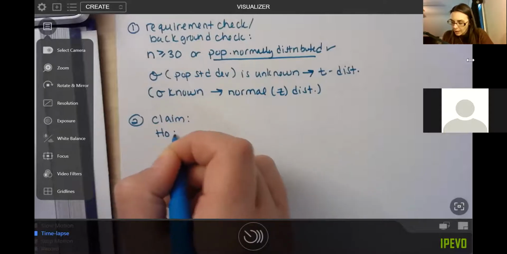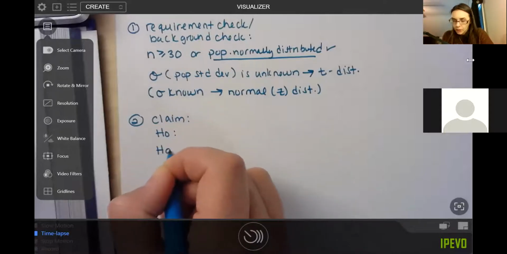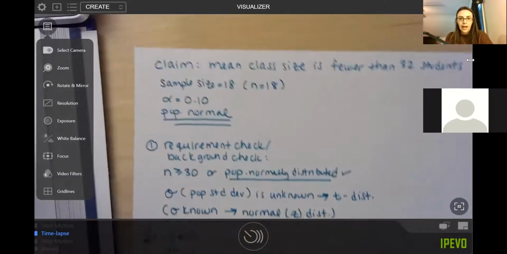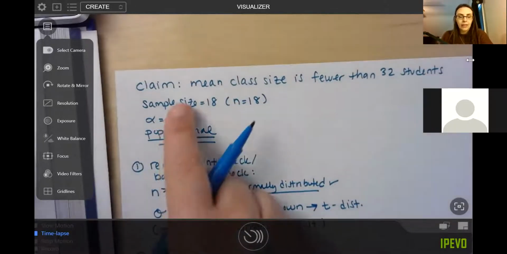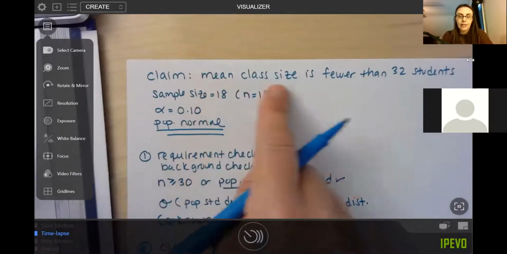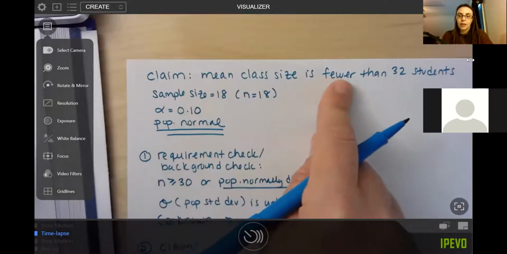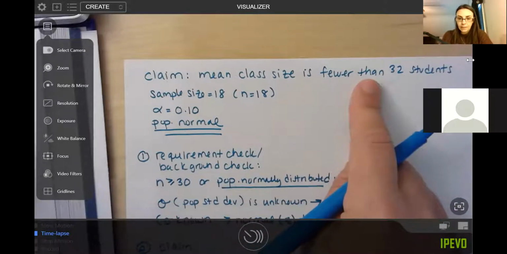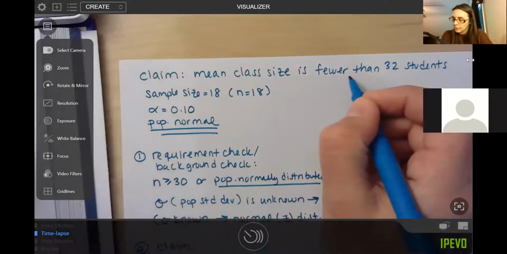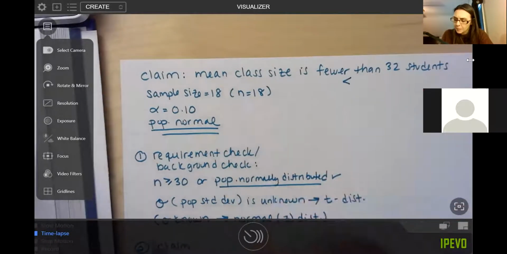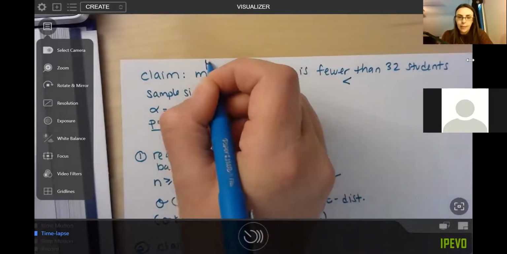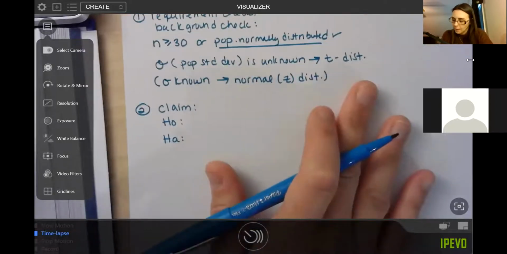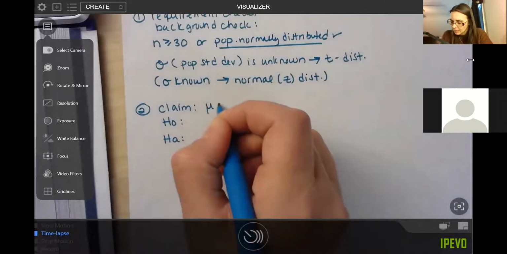So you have your null hypothesis and you have your alternative hypothesis. And if I go up to the top, I did write down that we were trying to test if the mean class size was fewer than 32 students. So fewer is another way to say less than. So we're looking at this symbol here. And the symbol for the mean is that Greek letter mu. So our claim is that the mean is less than 32.